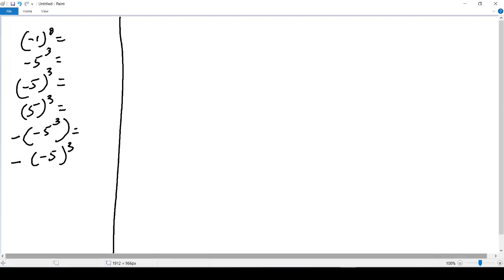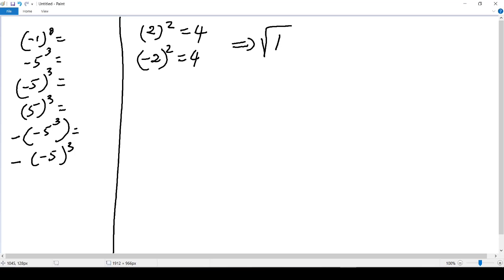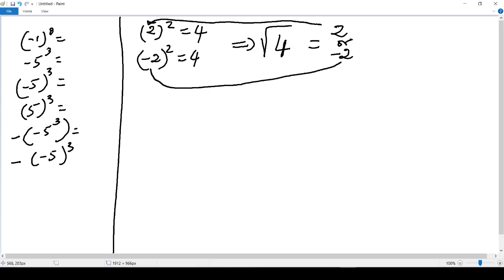Now let's move to the second part, which is square roots and signed numbers. 2 squared is equal to 4 and negative 2 squared is equal to 4. So in order to get 4, we can square 2 or we can square negative 2, meaning that the square root of 4 will give 2 answers. In order to get this 2 or this negative 2, we have to do the square root. So the square root of 4 can be 2 or negative 2.